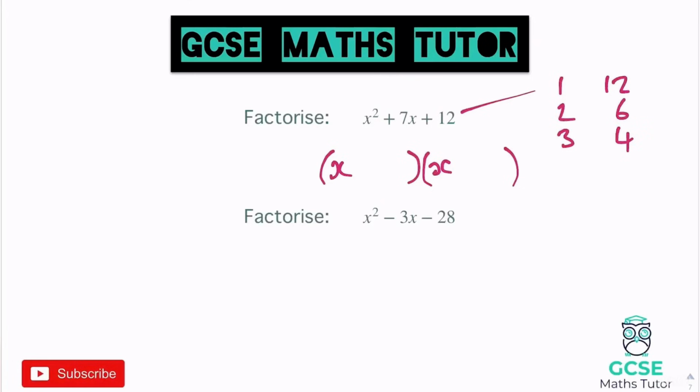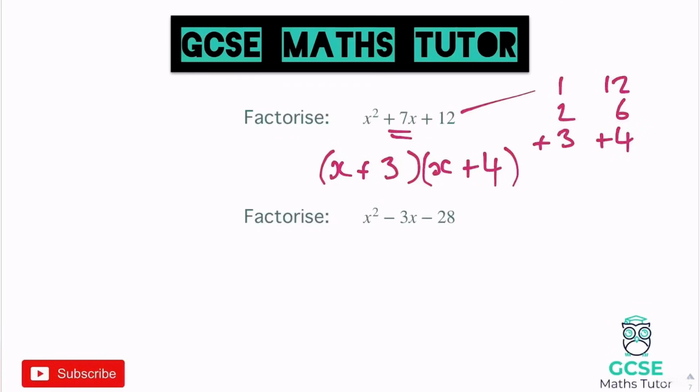We just need to have a look at these numbers there because we've got a 7x in the middle, so they have to add up to make 7x. So 1 and 12, there's no way I can make 7. 2 and 6, I could either make 8 by adding them together, or I could make 4 or minus 4 if I do a minus with one of them. So I'm not going to make 7, but I can make it with 3 and 4. I can have plus 3 and plus 4, and that would make 7. So plus 3 and plus 4, and that would be factorised.